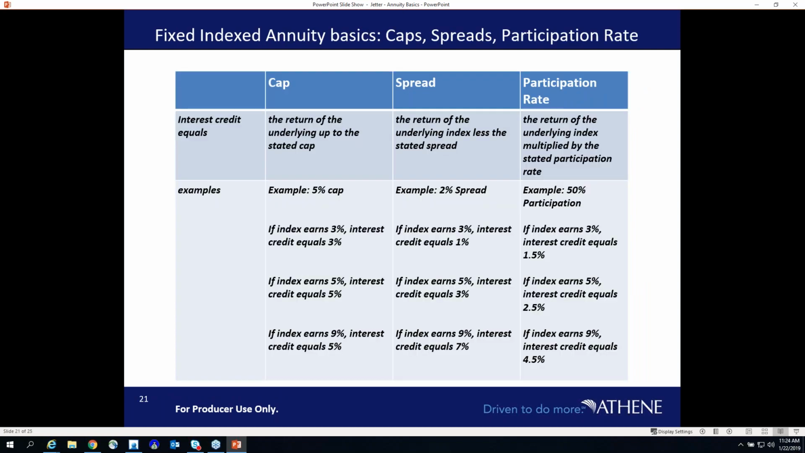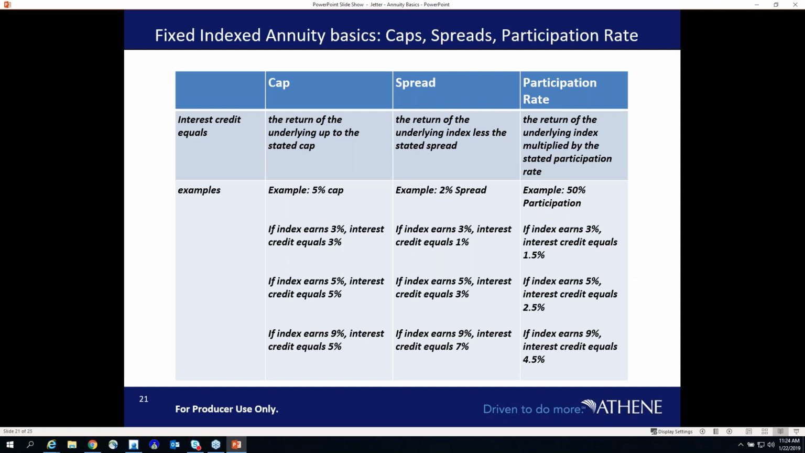So again, let's take a look at how we credit interest to these fixed index annuities. We have 3 different crediting strategies, if you will. One's going to be a cap, one's going to be a spread, and one's going to be a participation rate. So on the cap, interest credit equals the return of the underlying up to the stated cap.